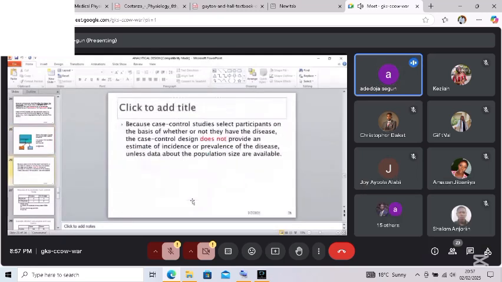Because case control studies select participants on the basis of whether or not they have the disease. The case control design does not provide an estimate of incidence or prevalence of the disease. The disease has already occurred; it has developed before you even started the study. So you cannot estimate the incidence, whether the disease will occur, or the prevalence, the occurrence of it. We don't do this in the case control. We can do that in some other study design that we have explained.